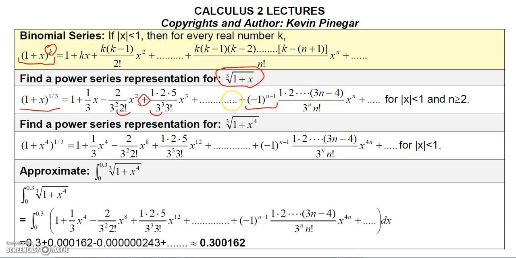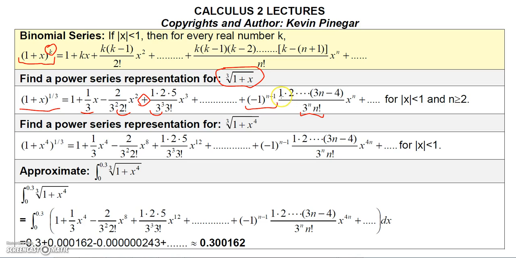Now, let me show you how that fits each term here. First, let's look at the denominator, then I'll show you the numerator. The denominator is pretty easy. The first term is divided by 3 to the 0 times 0 factorial, which is 1. Then 3 to the first power times 1 factorial, which is 3. Then 3 squared times 2 factorial for the second term, 3 cubed times 3 factorial for the third term, and so forth. So this would be 3 to the n times n factorial. That's going to be your denominator.